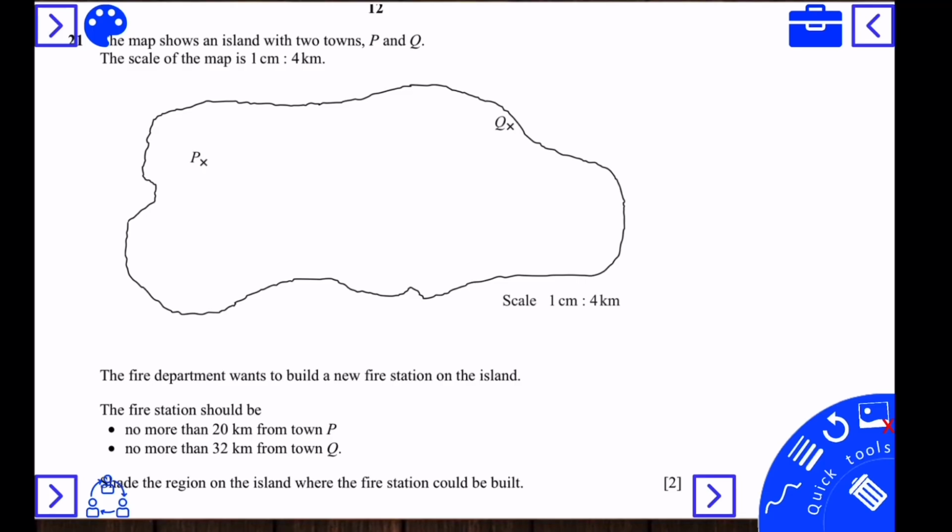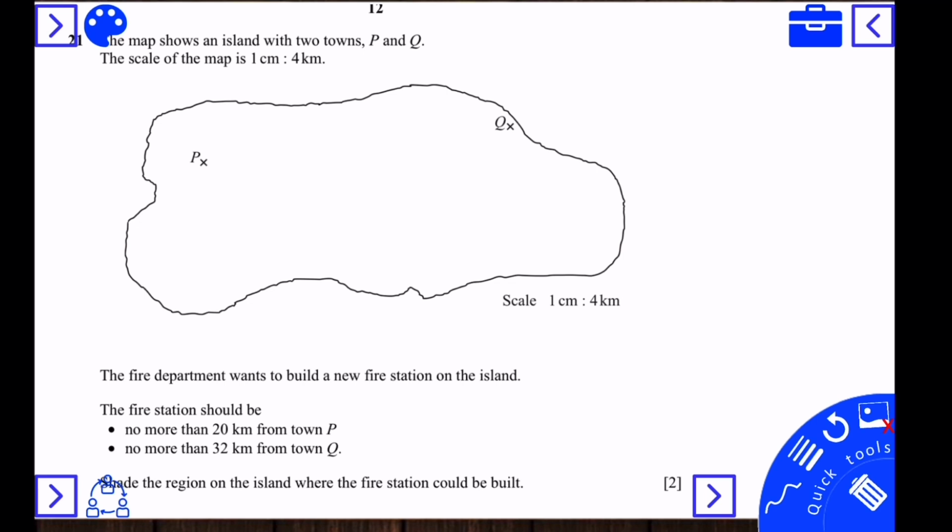Question 21. The map shows an island with 2 towns, P and Q. Scale of the map is 1 centimeter is to 4 kilometers. The fire department wants to make a new fire station on the island. The fire station should be no more than 20 kilometers from town P and no more than 32 kilometers from town Q. As you can see, town P and town Q are right here. Shade the region on the island where the fire station can be built.